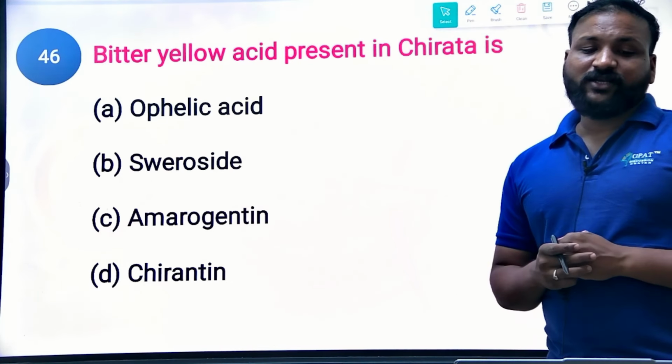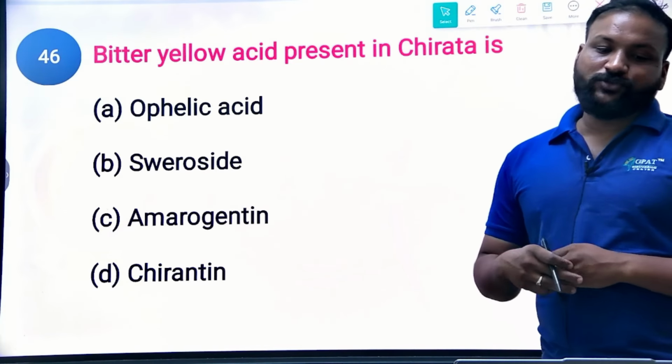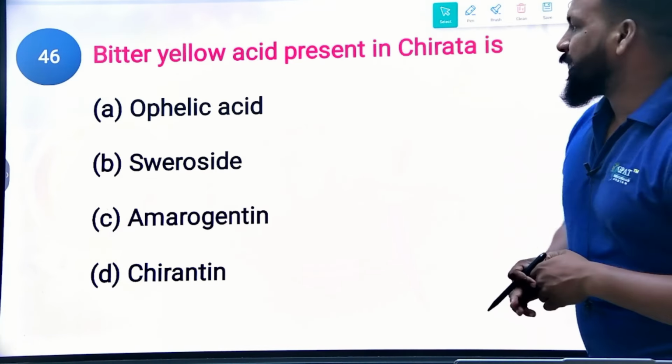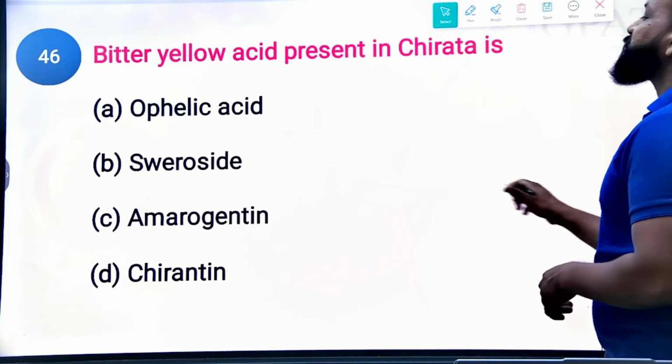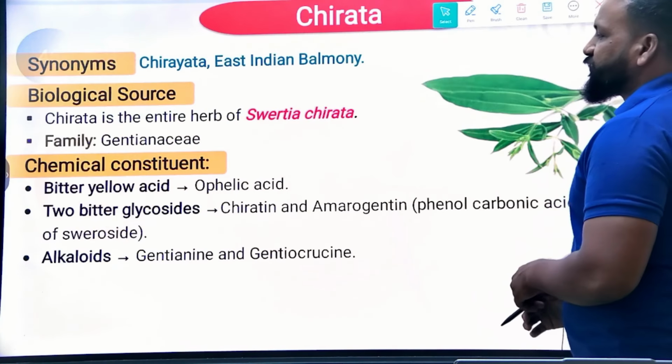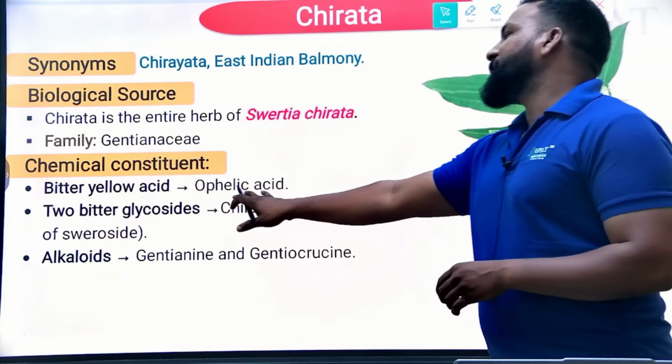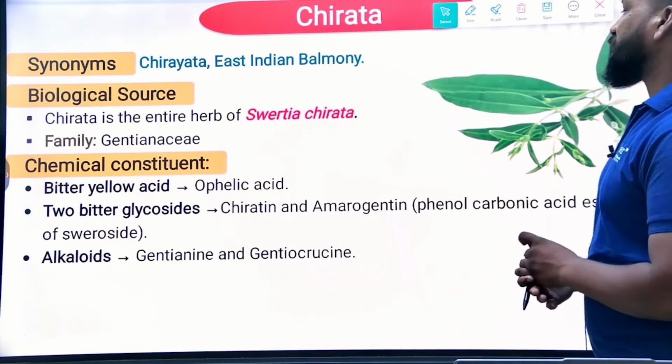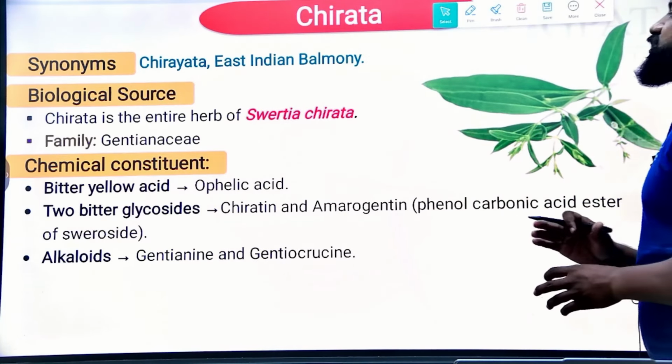Okay, so which one is that? Oxalic acid, spheroside, amarodensin, and chiratin. Definitely option A is right. Oxalic acid is the right answer. Okay, already you have seen, oxalic acid is a bitter yellow acid present in the chirata. It is an Indian balmoni, East Indian balmoni.